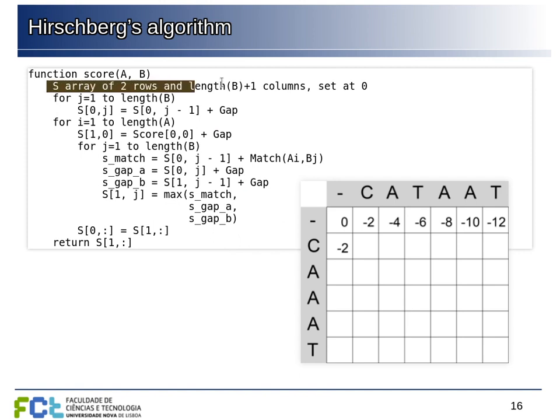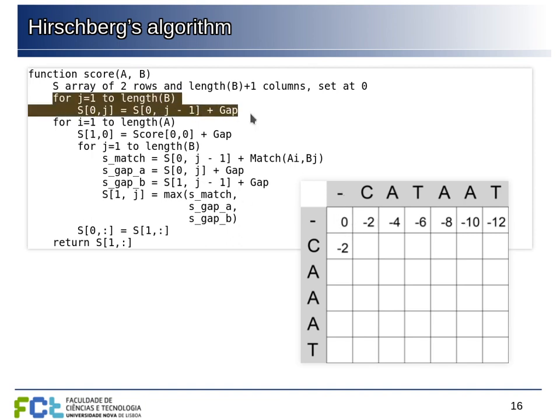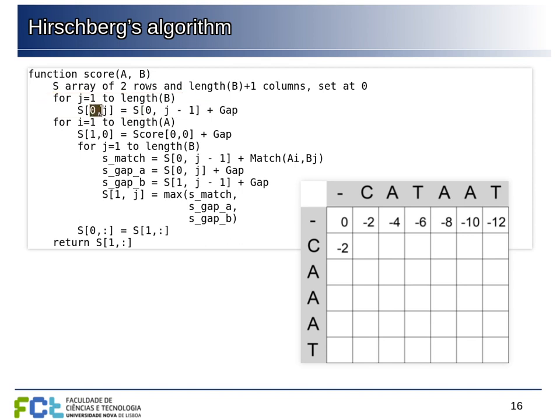So we start with an array S with the scores that only has 2 rows, and it has a number of columns equal to this sequence here, sequence B plus 1. So it includes that gap there. And we're going to initialize the first row of this array to these values just with the gaps. So exactly the same way we were doing with the Needleman-Wunsch algorithm.